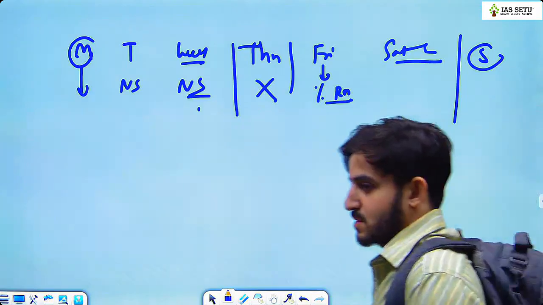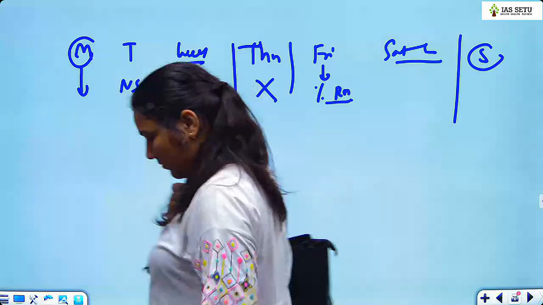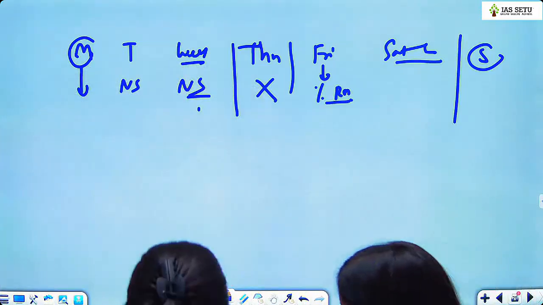Sir, any number under root is not an integer. No, there are exceptions. Under root 4 gives you an integer, plus 2 or minus 2.